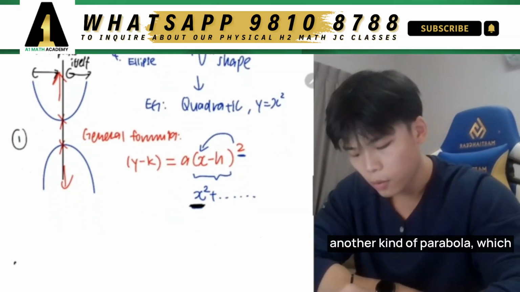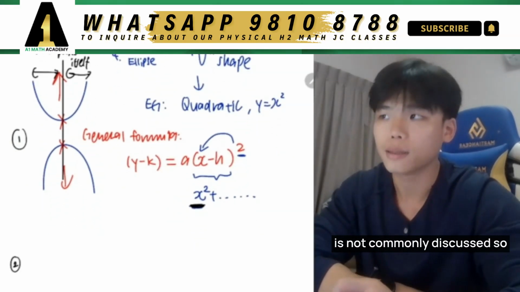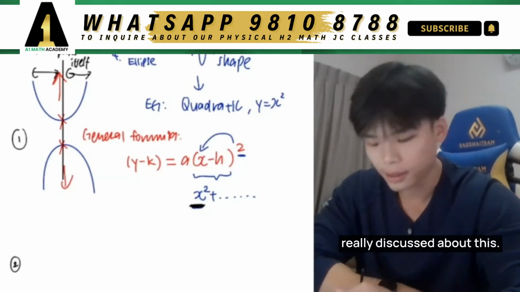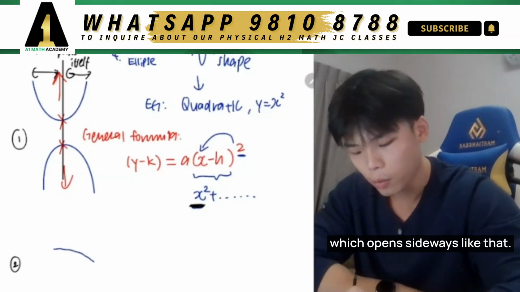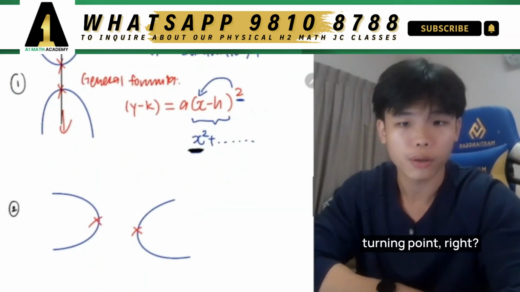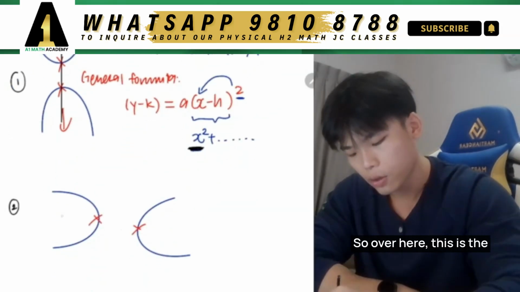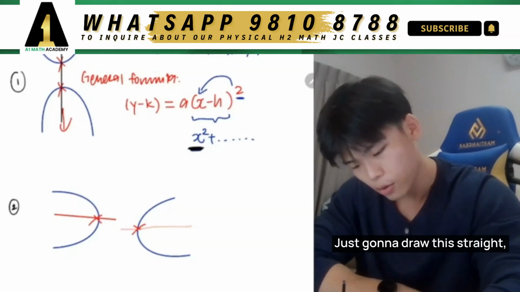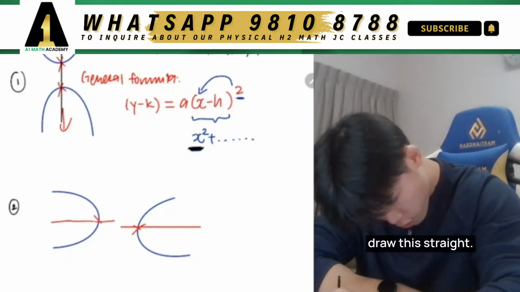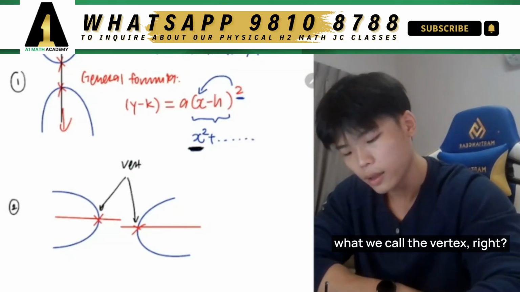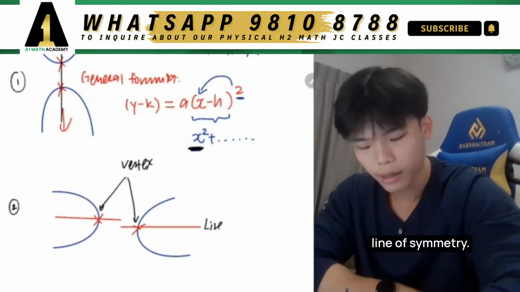Another kind of parabola, which is not commonly discussed up until this point because secondary school never really discussed it, is a parabola which opens sideways like that, whereby here is the local turning point, right? So over here, this is the line of symmetry, and then over here, this is the line of symmetry. I'm just going to draw this straight. So this point over here is what we call the vertex, right? And then this is our line of symmetry.